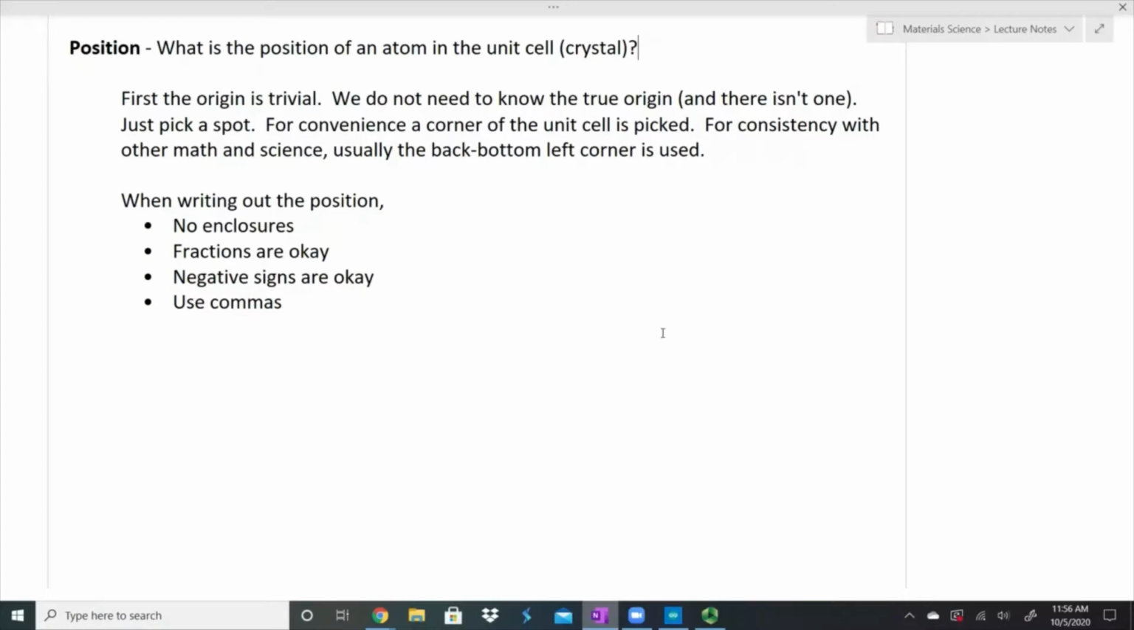And if I decided to even rotate the crystal or start at a different particular atom, it really doesn't matter because it's the same everywhere. So we don't really need to know a true origin, and in reality there isn't a true origin. So we're just going to pick a spot, pick an atom, and say this, for us, is going to be the origin. For convenience, normally the back, bottom left-hand corner of the unit cell when you're looking at it is often picked, and that's what I'm going to be using today.